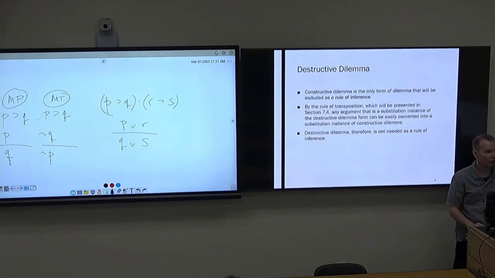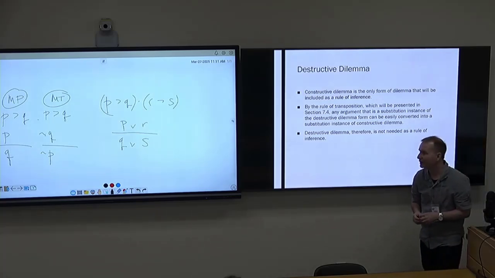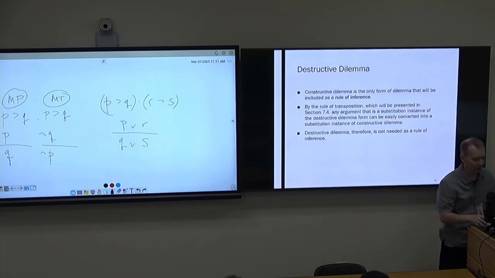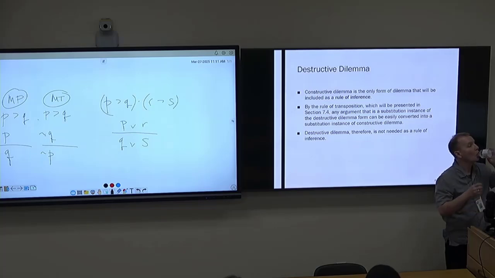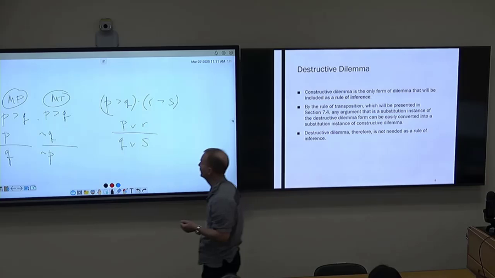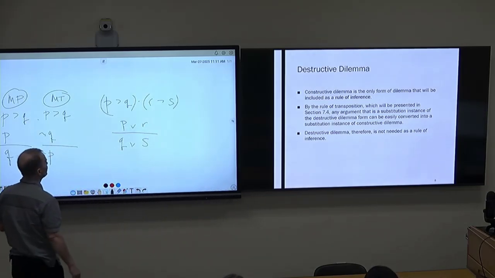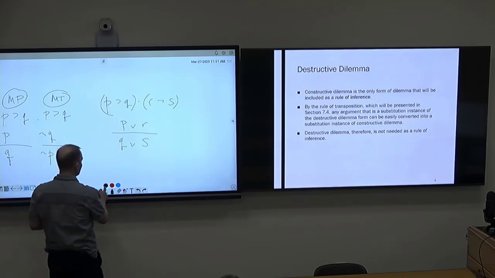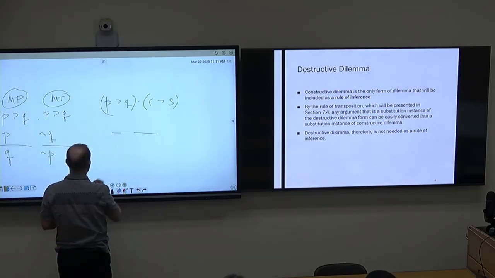Okay, now you can also have a destructive dilemma, but it actually is not considered necessary to learn separately. What exactly is destructive dilemma? Well, let's take a look here. We can just apply the same logic but using modus tollens, right?